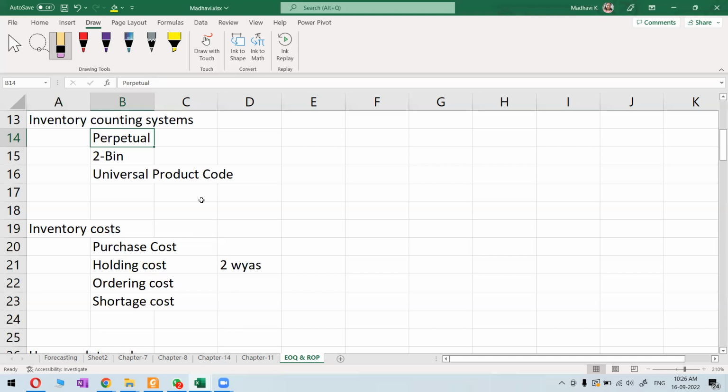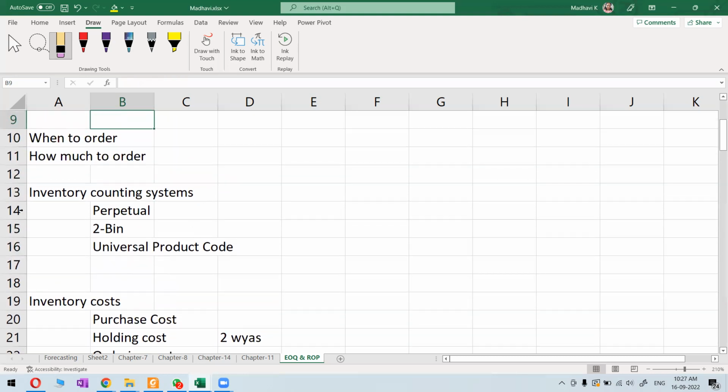The second one is the two bin method, where we keep two separate areas for the inventory. Once the first bin is over, that gives an indication that we are moving to the usage of the second bin, and now is the time to reorder. And UPC is our barcode system. Using the barcode system or QR code related systems, by scanning the QR codes we will be able to tell how much of that particular product is remaining in the warehouse. This is another way of counting, perpetual, but we need not specifically count it. Using this technology itself, we can tell how much inventory is remaining. So these are various methods, and there might be many more.